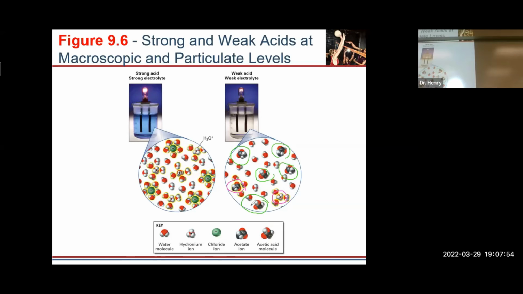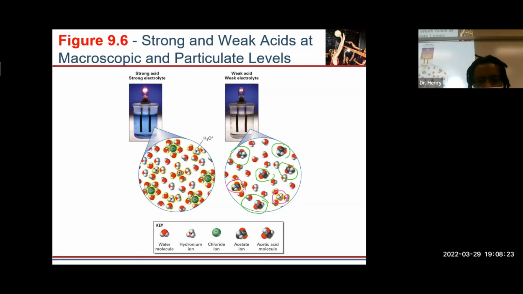Because that ionization is what allows electrical current to flow through. So weak acids are going to conduct electricity poorly, whereas strong acids are going to be able to conduct electricity. Great conduction. Okay, you guys got that? Good.